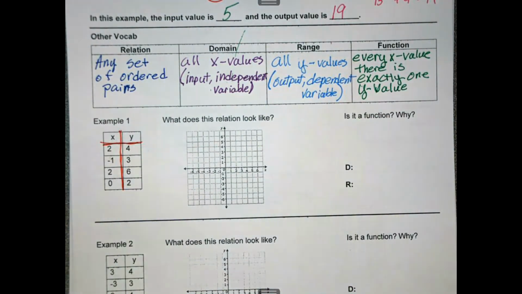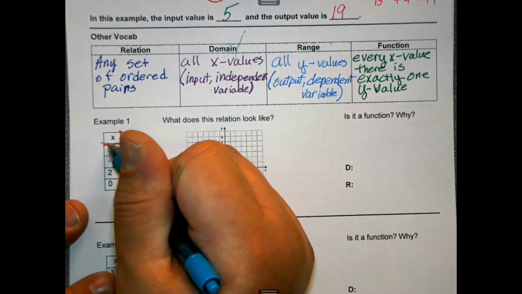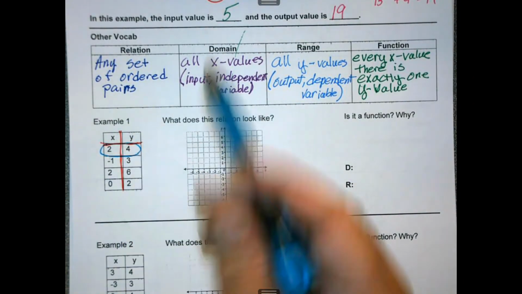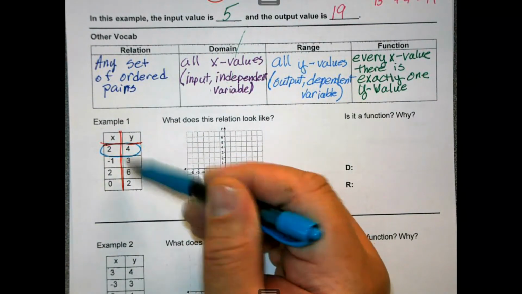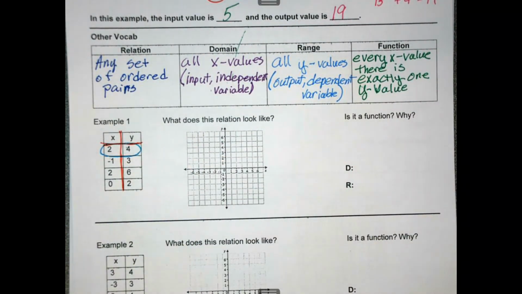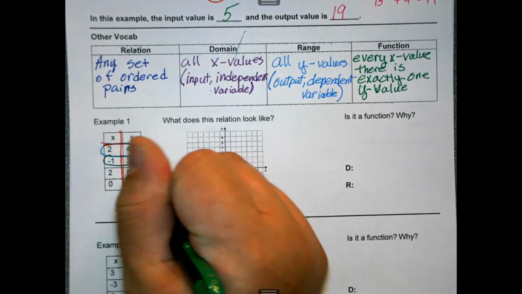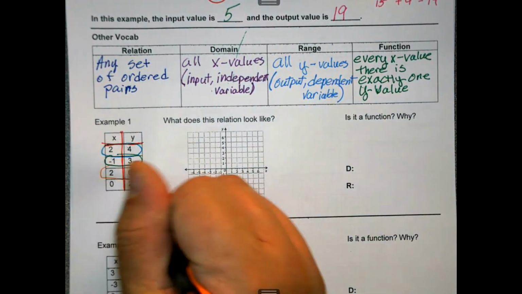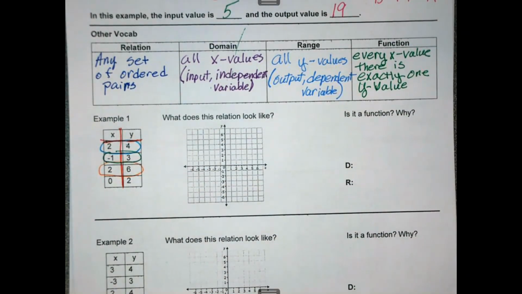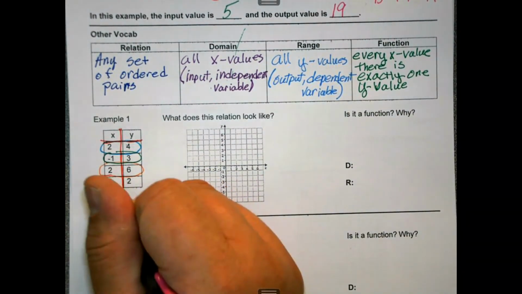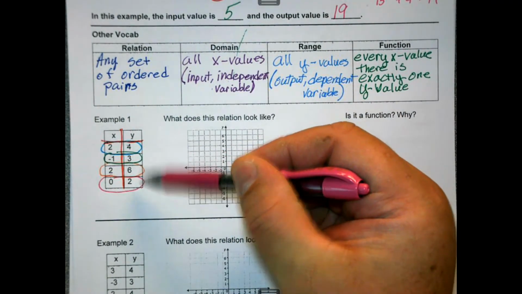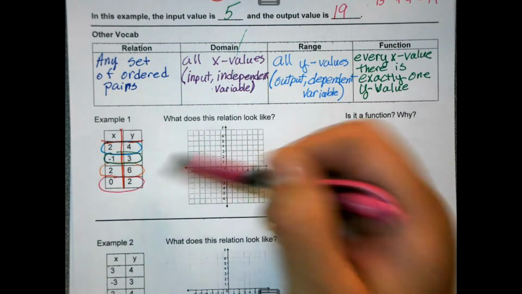All right, so every one of these ordered pairs, 2 comma 4, is a relation. 2 comma 4, negative 1 comma 3. What else do we have? We have 2 comma 6, and then we have 0 comma 2, right? So this is a set of ordered pairs. That's why this is called a relation.